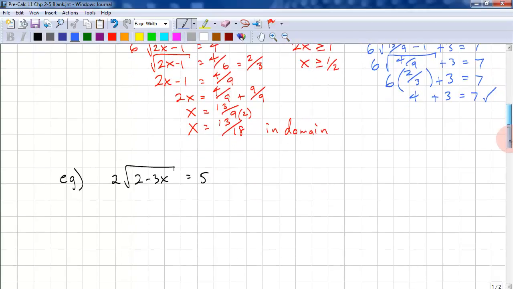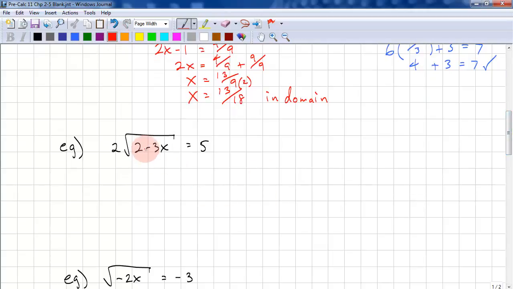Another example. The domain here is a little bit trickier. It's 2 minus 3x greater than or equal to 0. When we divide by a negative number, we need to flip the sign. So we need to divide both sides by negative 3. And we get x is less than or equal to 2/3.